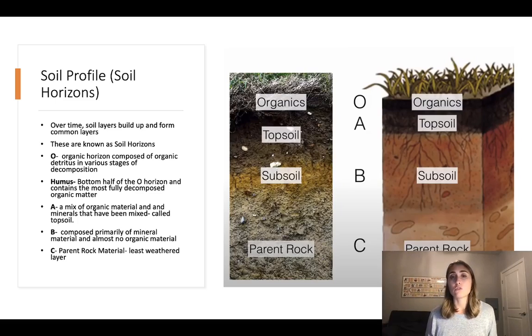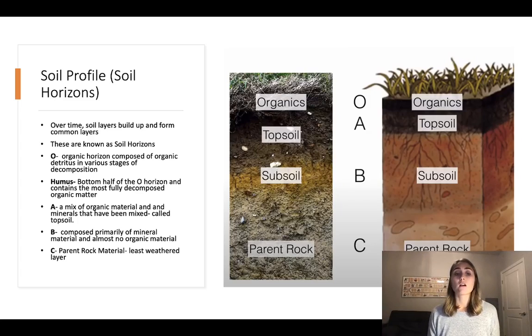But if you're looking for a mnemonic to remember them, I always use the mnemonic O, a bug crawled. I don't know if that helps you, but you're more than welcome to use it. The first layer, the O layer, is really easy to remember. It's the organic layer. So that one actually does correlate to the O.